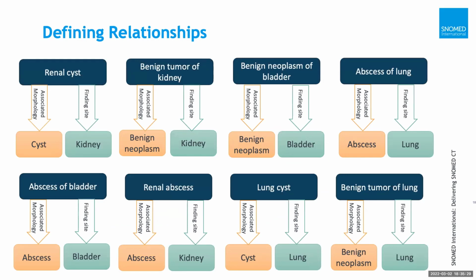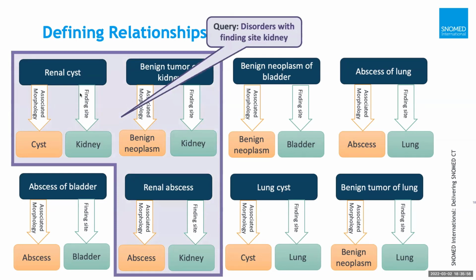Here is a small example of how this would work. In this example, we want to retrieve all disorders with a finding site of kidney. You see here we have 8 concepts, and we have just chosen to show you the associated morphology and the finding site, because each of these concepts has these two defining relationships. So if we wanted to find all the disorders with the finding site of kidney, we would need to explore those relationships. And here in our data set, we would identify 3 concepts which all match on finding site kidney.